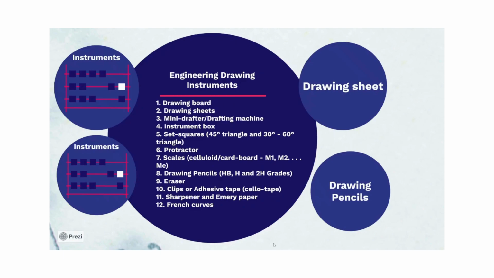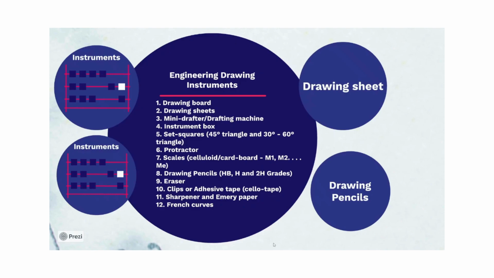Drawing sheets also play a major role. We use A2 or A3 based on the standards you are studying in your colleges. Each place depends on its own BIS and other standards. Based on the standards we use different types of paper and drawing sheets. The two major types we use are A2 or A3.